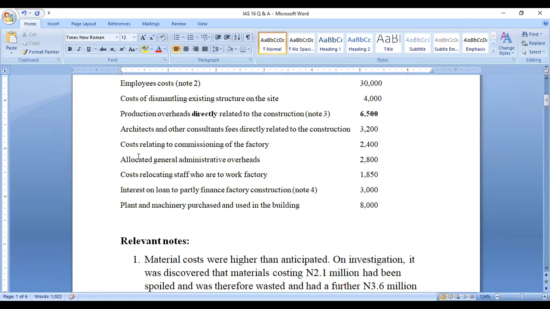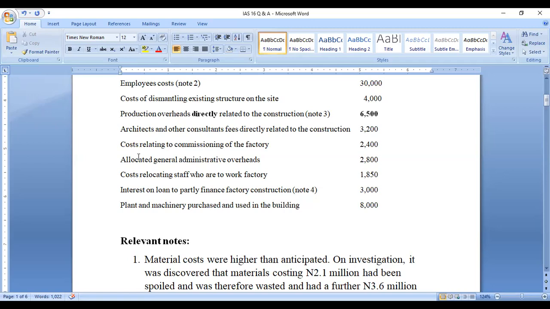So the next, we have architects and other consultants' fees directly related to the construction. Are we going to include it or not? We're going to include it, because it's directly related to the construction. Yes. Okay, how about the next one?